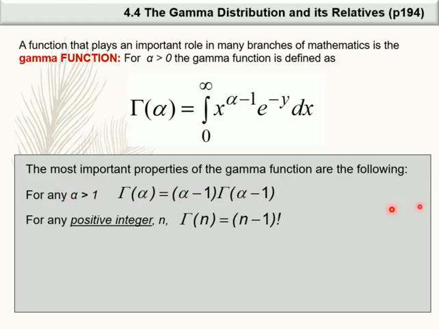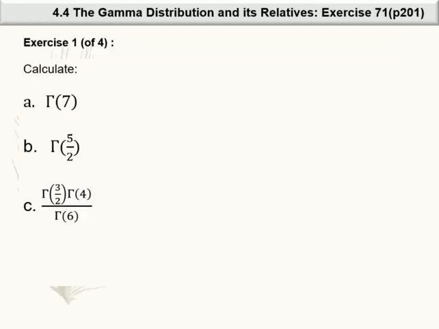And this one, I think you already know, gamma of n is just n minus 1 factorial. Gamma of 1 is equal to 1, and another special case is that gamma of a half is equal to the square root of pi. So these are just important properties that you need to know. I'd like you to apply those properties and see if you can work out these questions. This is the first exercise of 4.